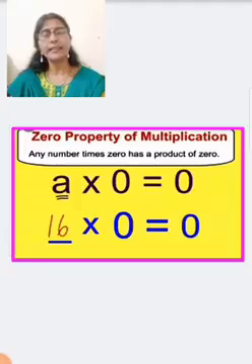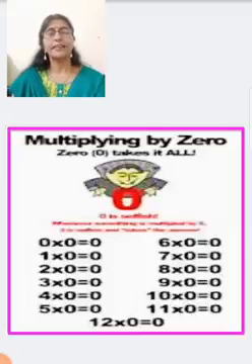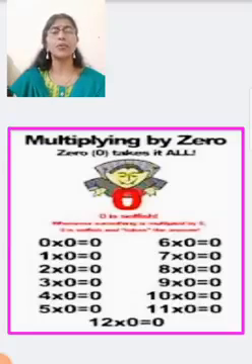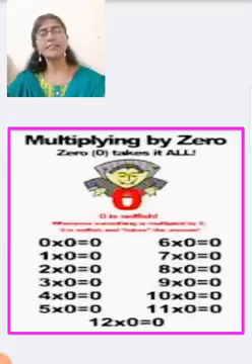Now let us see this one. Here there are some integers taken and they are all multiplied by 0. So any integer, any number, when it is multiplied by 0, the product is always 0. And this is called zero property.